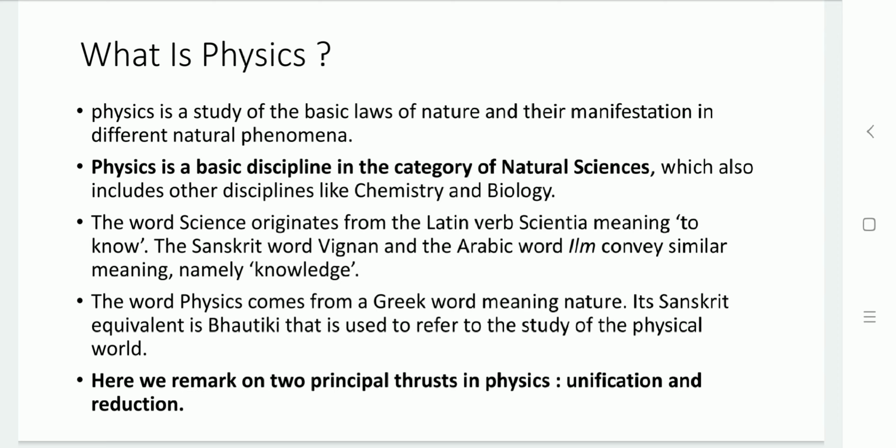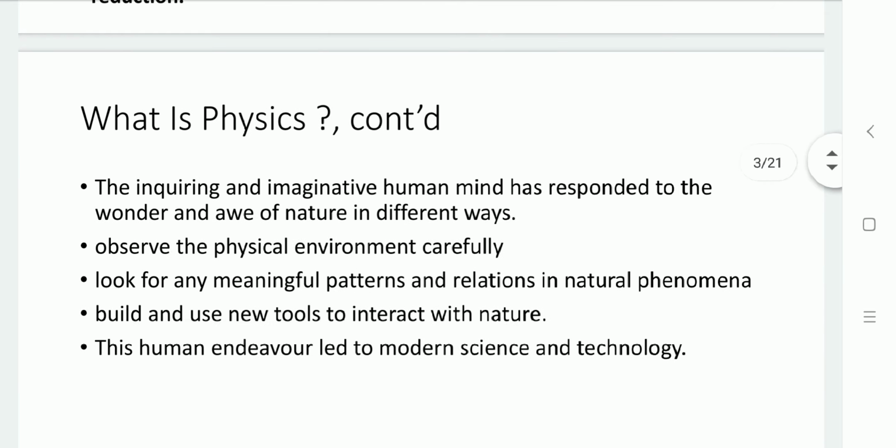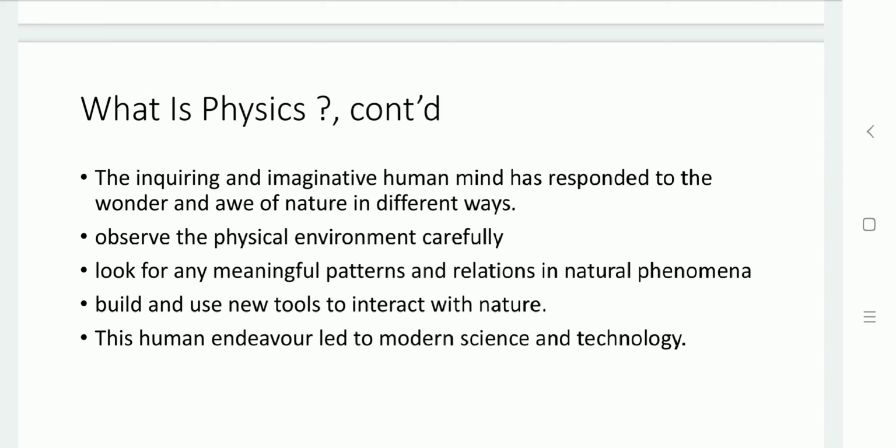The inquiring and imaginative human mind has responded to the wonder and awe of nature in different ways, as we can see the blue sky, the rainbow during the rainy season, and the twinkling stars. The twinkling of the star also exists due to the physics present in nature. We can observe the physical environment carefully and look for meaningful patterns and relations in natural phenomena.